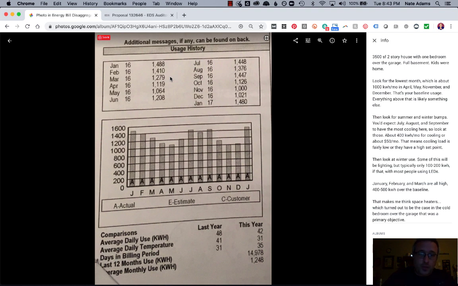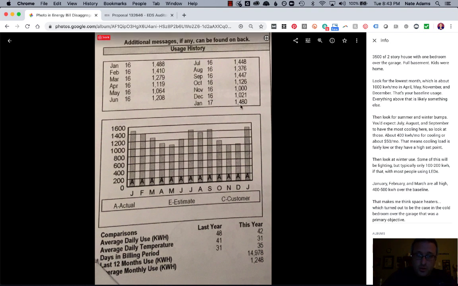Then you look at winter, and this one was interesting. So again, November 1000, December 1021. Although you also have to pay attention to, this is a good bill. See these A's? That is all actuals. If you get an E for an estimate, see right here, E for estimate, or C for customer, that may throw your numbers off. So you have to keep an eye out for that. But this is a good, clean energy bill. So we can trust all of these numbers.